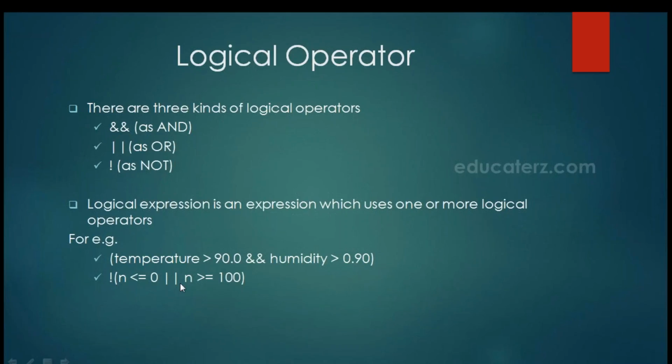Here a few more examples are given. For example, if temperature is greater than 90 and humidity is greater than 0.9, then we'll conclude something. Similarly, in the second example, not is used to reverse the condition, like n is less than or equal to 0 or n is greater than or equal to 100. If this condition is true, then it will reverse it to make it false. If it is false, it will make it true. So logical operators can be used to combine multiple conditions, and we can avoid nesting of if-else.